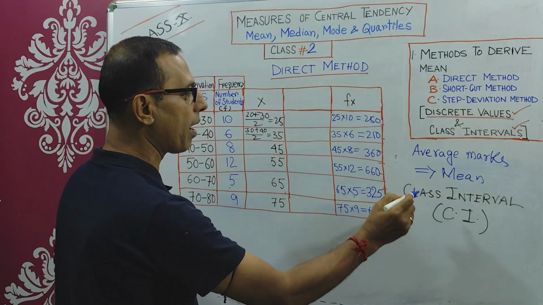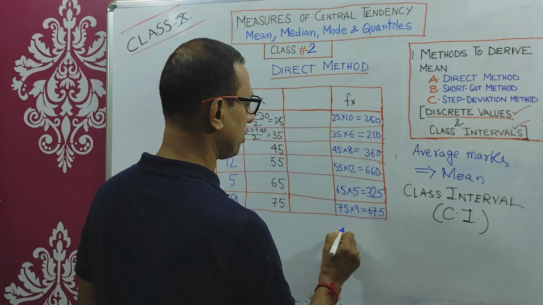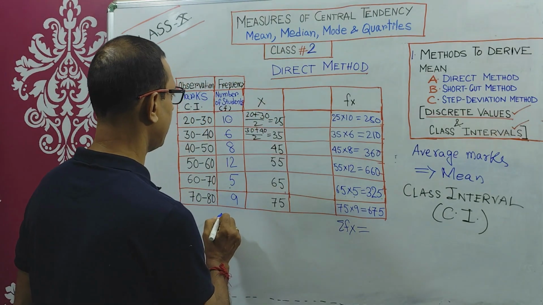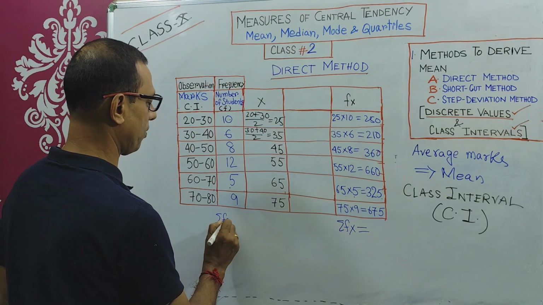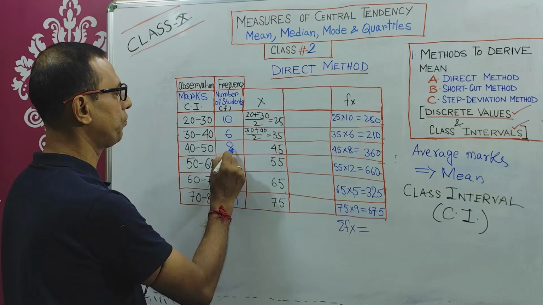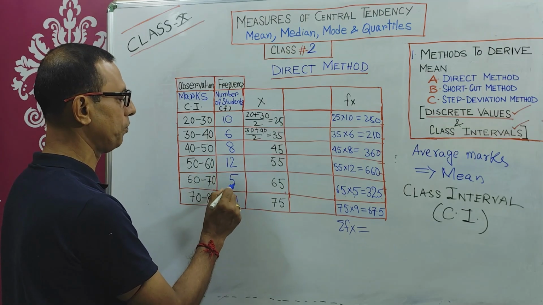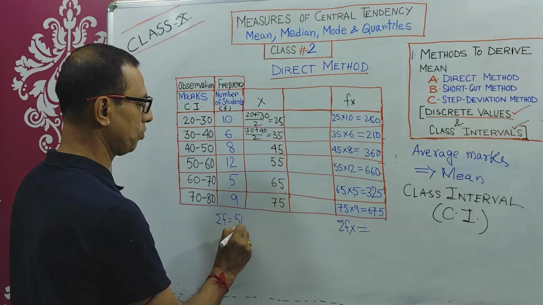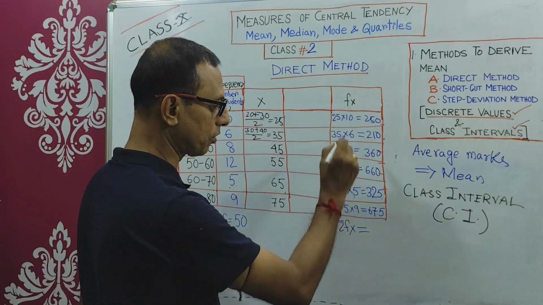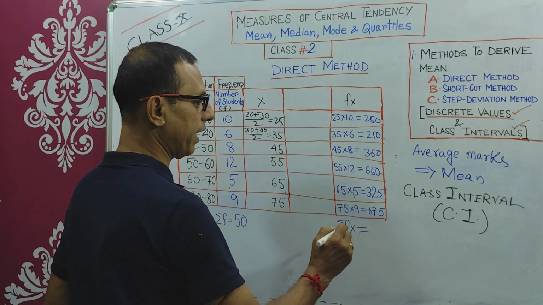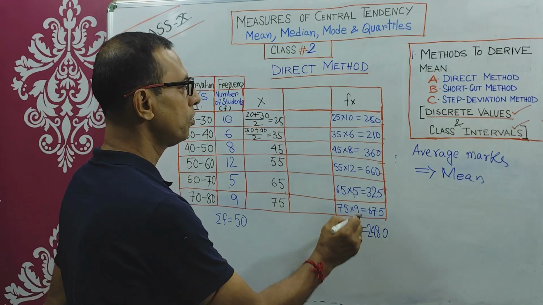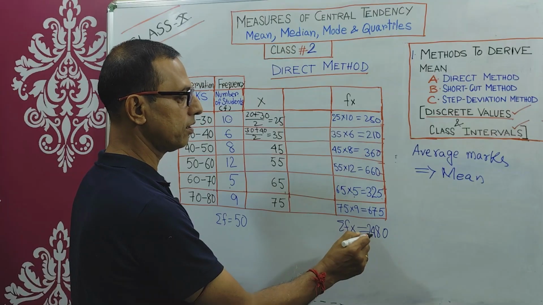So now you need to sum up. You need to find the summation of fx, and here you need to find the summation of f, that is the total number of observations. How much is it? 10 plus 6 is 16, plus 8 is 24, plus 12 is 36, plus 5 is 41, plus 9 is 50. So the total number of students is 50, and this is the total score obtained for the class intervals. How much will it be? You sum this up. So the total summation is 2480.